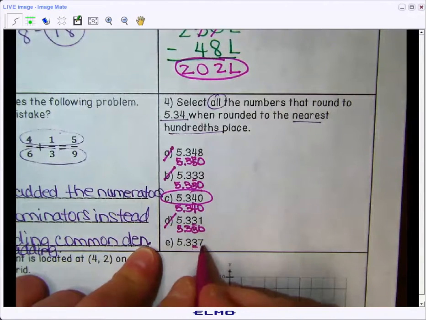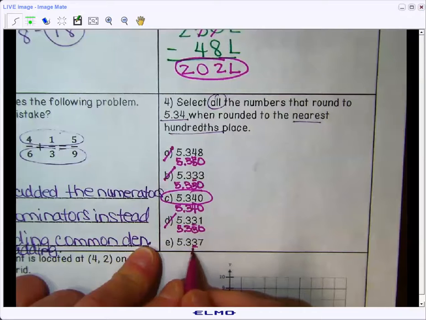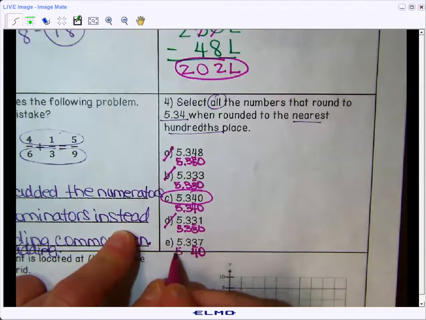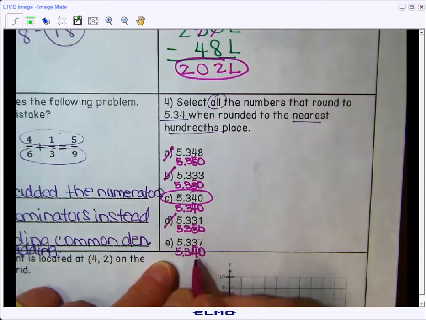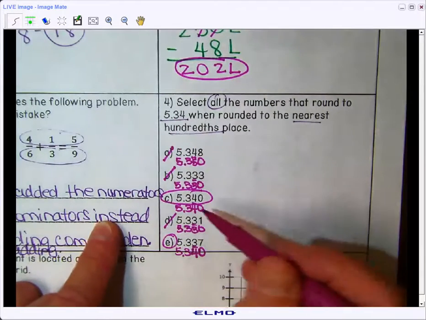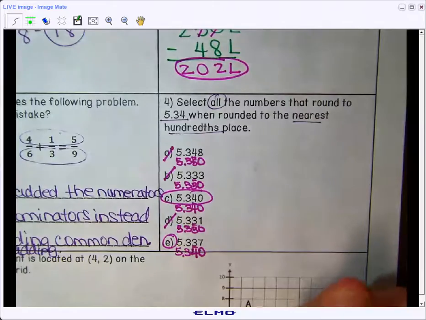And finally, we have the 7 telling the 3 to let it soar. And everything to the right is a 0. Everything to the left remains the same. So this is equivalent to 5 3/34. So they are C and E.